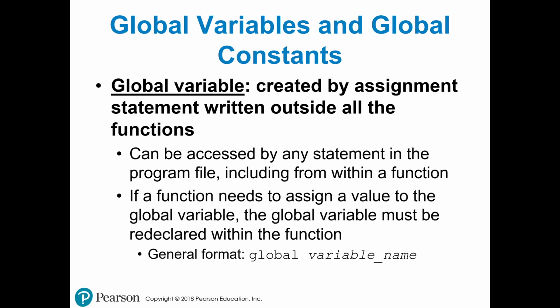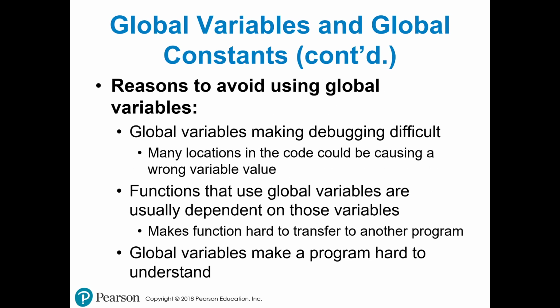So I can use it as a value, for example on the right-hand side of an assignment statement, in other words, as part of a computation, but I can't necessarily assign things to it. If I want to assign things to the global variable, I have to redeclare it in the function using the syntax global variable name. And if I do that, then I can actually assign values to the global variable that's declared outside of the function itself. We're going to see some examples of that in just a second.